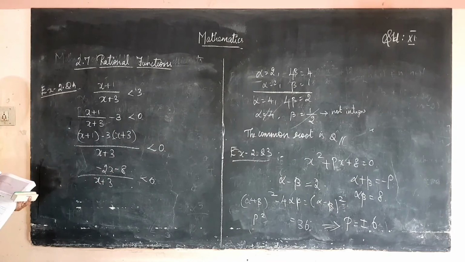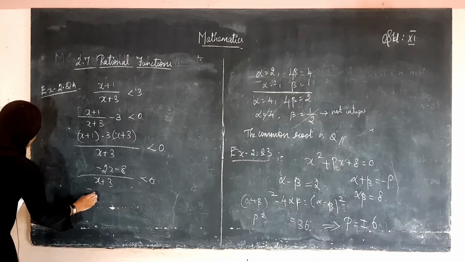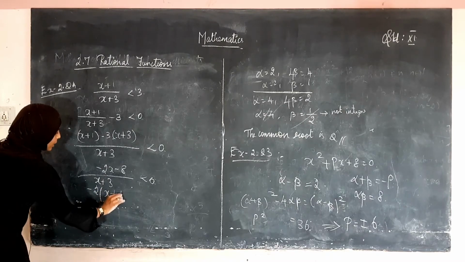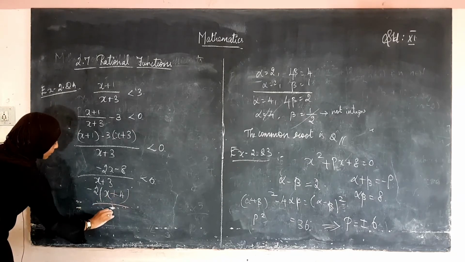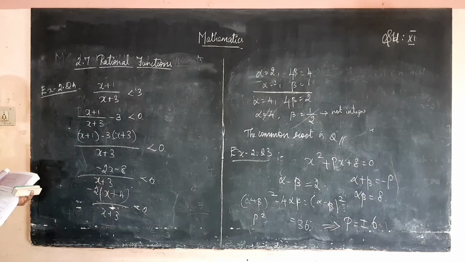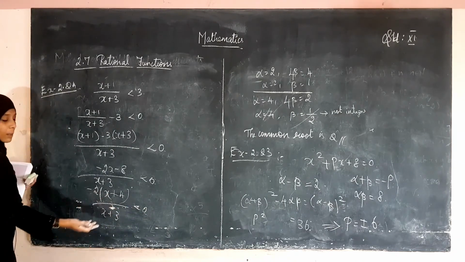Okay, minus 8. Now, take this minus outside, what happens? Minus 2 outside. If we take minus 2 outside, x plus 4 will be the answer divided by x plus 3, which is less than 0. So, take this minus to this side, multiply both sides by minus.